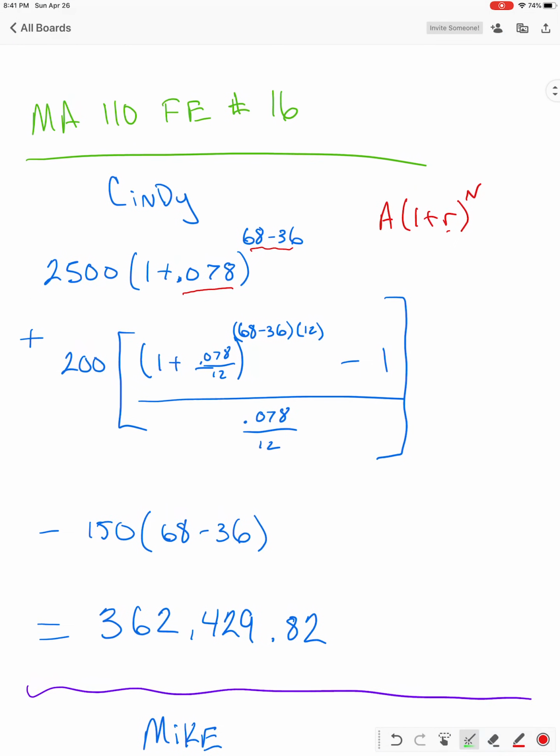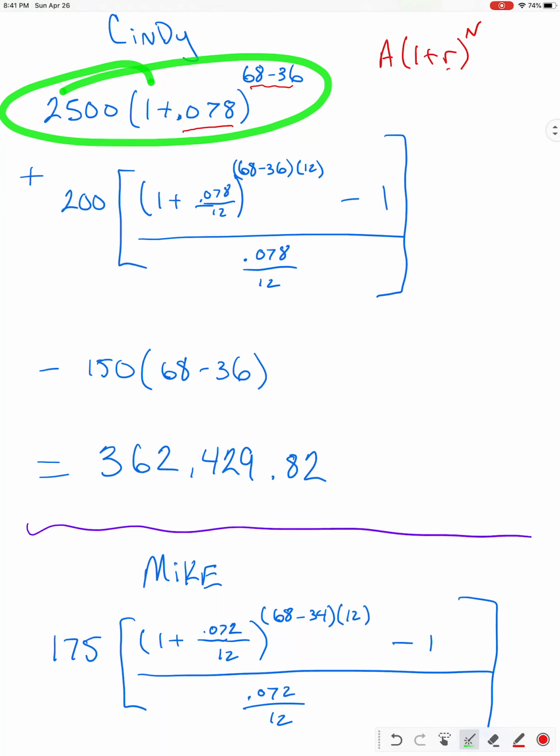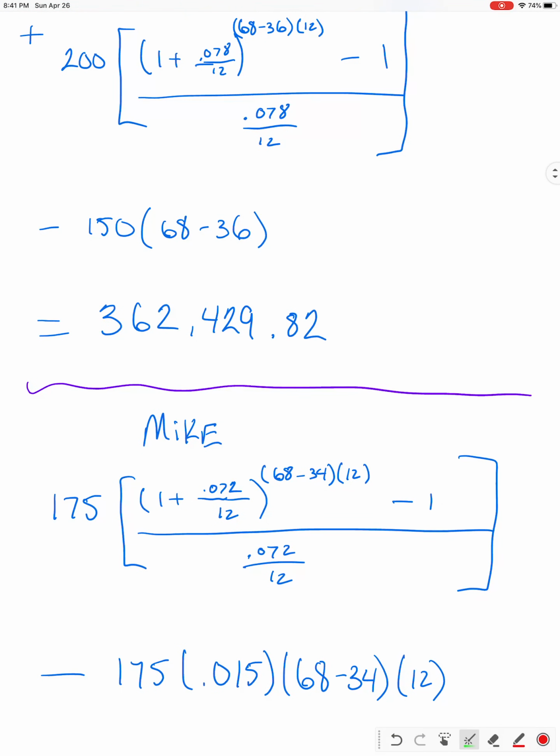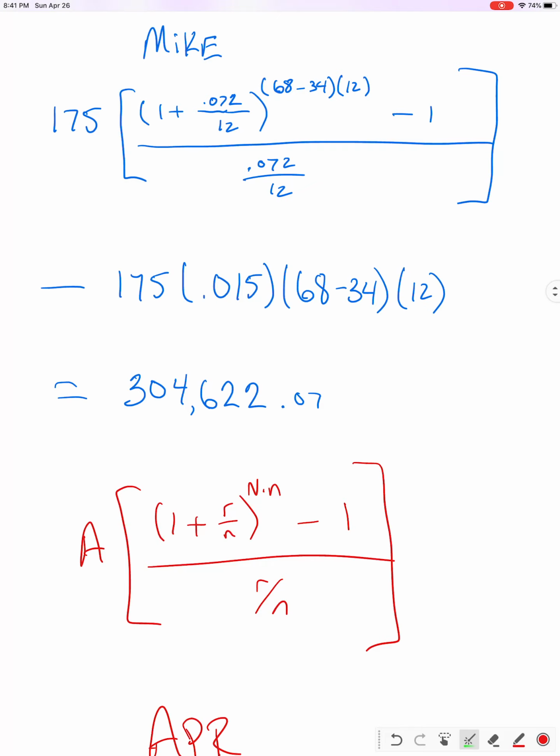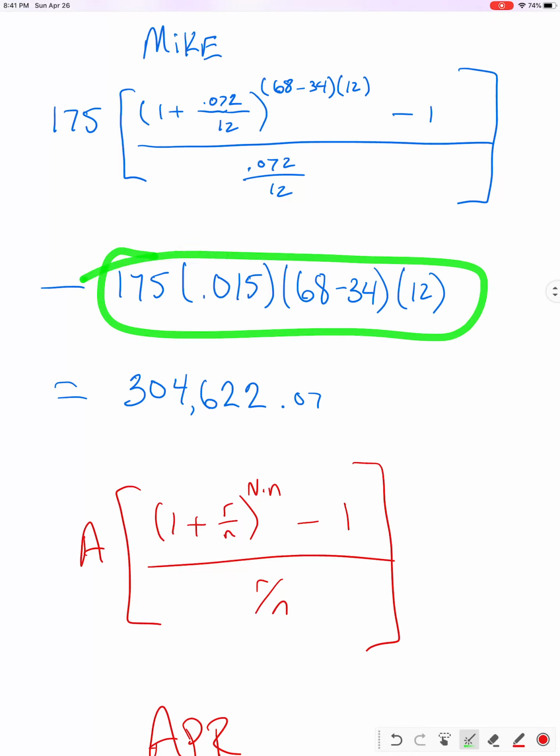So he will have less money than what Cindy has, and the big reason he's going to have less money is this big deposit right there. Cindy is going to pay a total of $4,800 in fees throughout the course of her investment, and Mike paid only $1,071 in fees. So Mike paid a lot less in fees, but he is not going to have as much money.